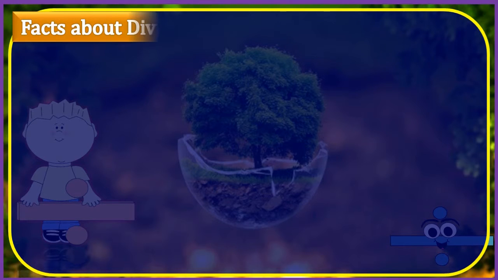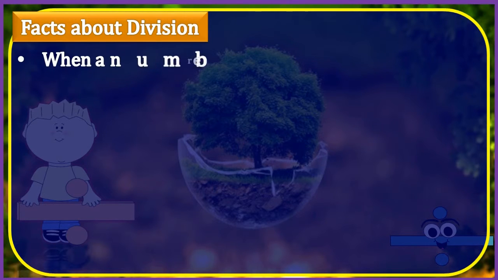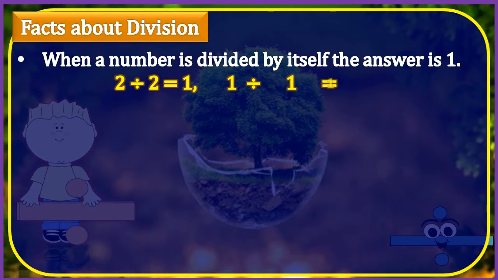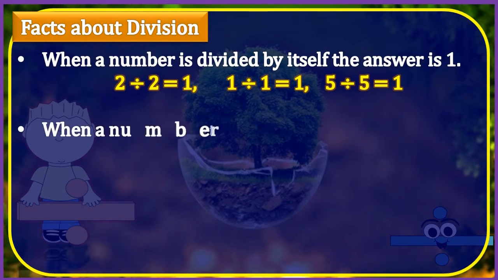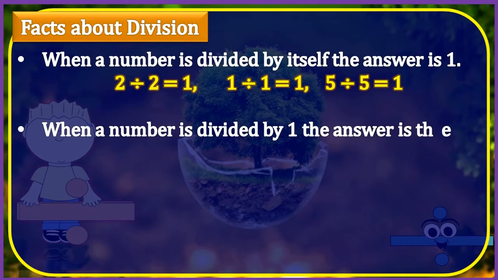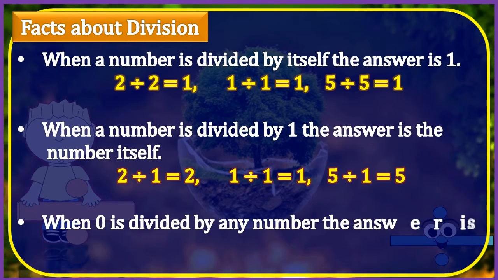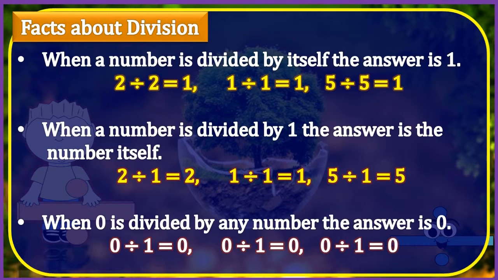Facts about division. When a number is divided by itself, the answer is 1. When a number is divided by 1, the answer is the number itself. When 0 is divided by any number, the answer is 0.